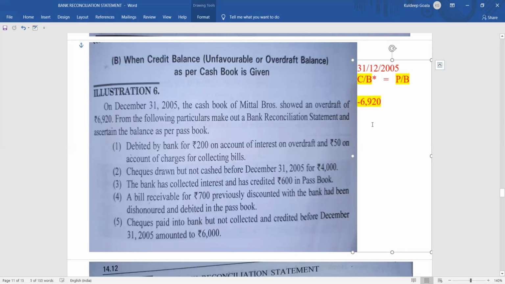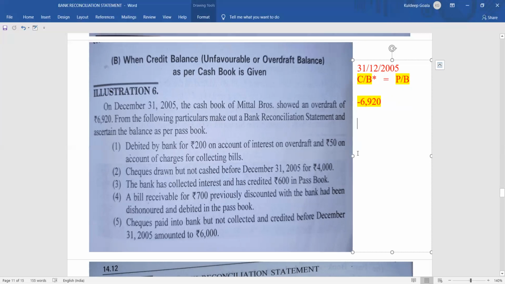Now we'll start with the solution. Number one, what is given here? Try to understand what is given in the question, otherwise it will be very difficult for you to follow. What is given in number one is: debited by bank for 200, on account of interest on overdraft. Debited by bank means where was it debited? The bank debited it.